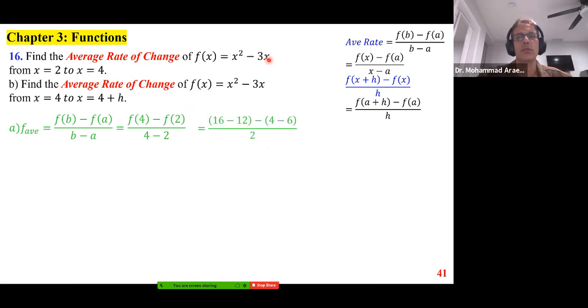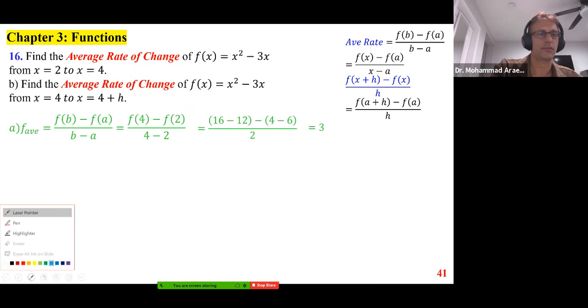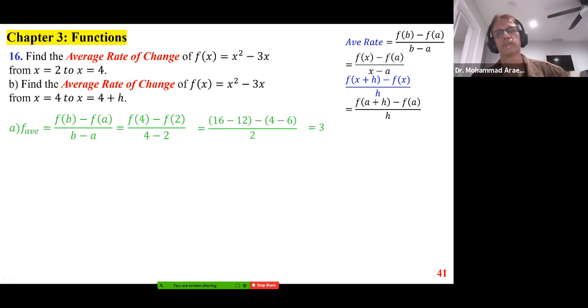4 squared is 16, minus 3 times 4 is 12. You do the math, just simplify the numerator. It is 3. I'm assuming we are okay with simplification of that. That shouldn't be a problem. Six halves.